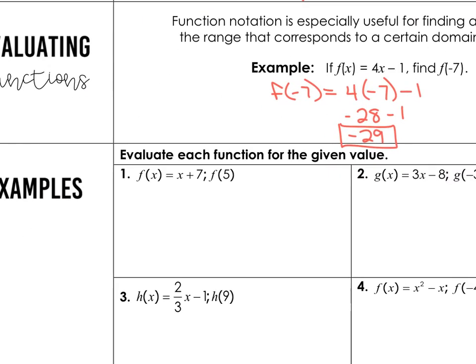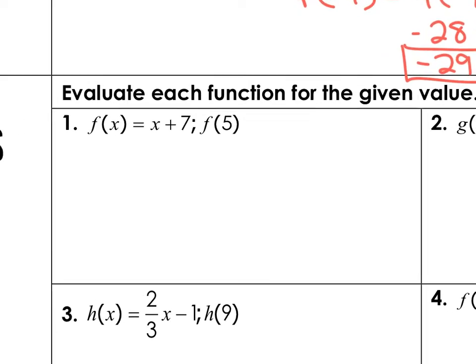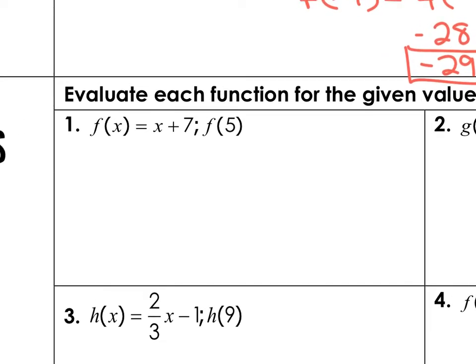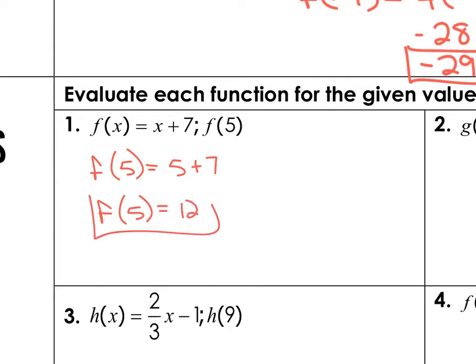All you're doing is plugging in. So it's really not too bad, I hope anyway. F of 5, uh-oh, I didn't write that correctly. F of 5 in this equation where it's x plus 7, that would be 5 plus 7. And 5 plus 7 is 12. So f of 5 would be equal to 12. That's your final answer. Okay? All we're doing is plugging it in.